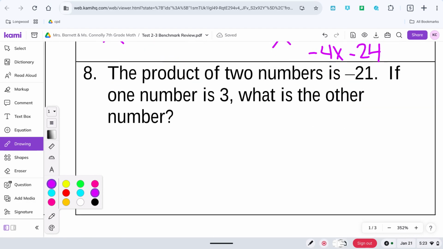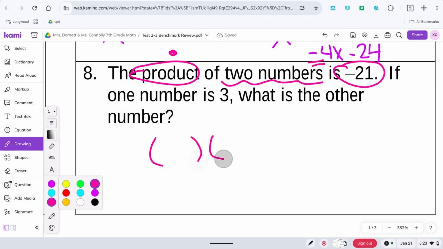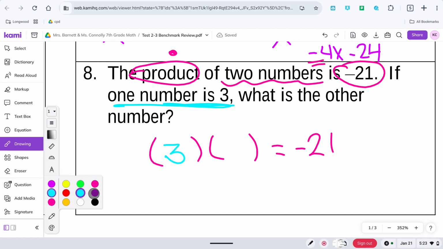The product of two numbers is negative 21. Product means multiplication. So we're saying that if I took two numbers and I multiplied them by each other, the answer is going to be negative 21. So number times a number equals negative 21. And then they're telling you, well, one of these numbers is 3. What's the other number? Well, if we don't know the number, then we're going to put it as an x. 3 times x equals negative 21.